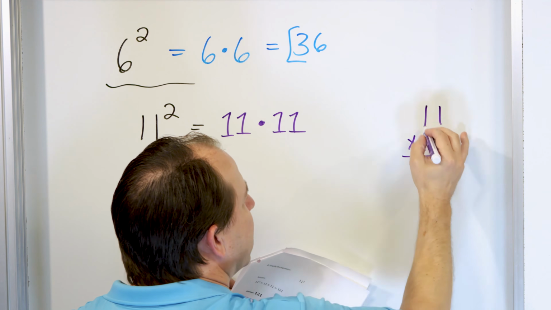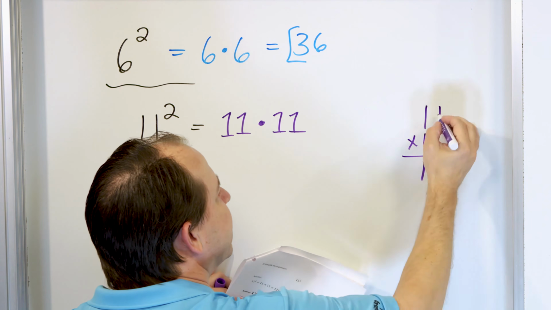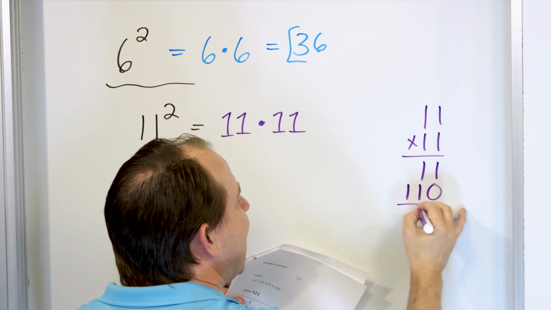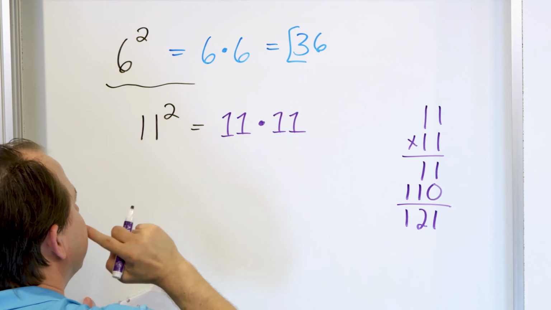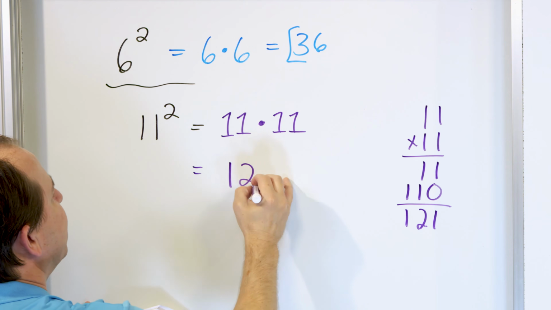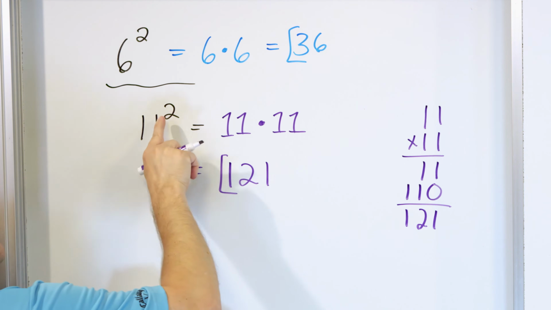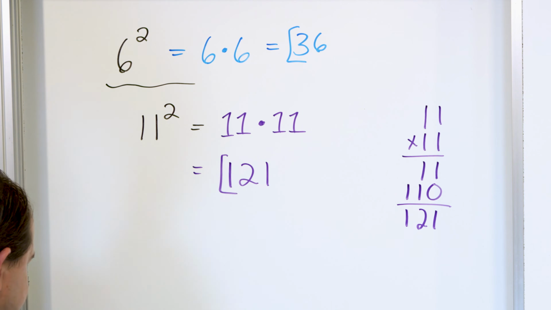1 times 1 is 1, 1 times 1 is 1, drop a 0. 1 times 1 is 1, 1 times 1 is 1, add. Here's a 1, here's a 2, and here's a 1. The answer is 121. 1, 2, 1. So we've learned that 11 to the power of 2 is 121.